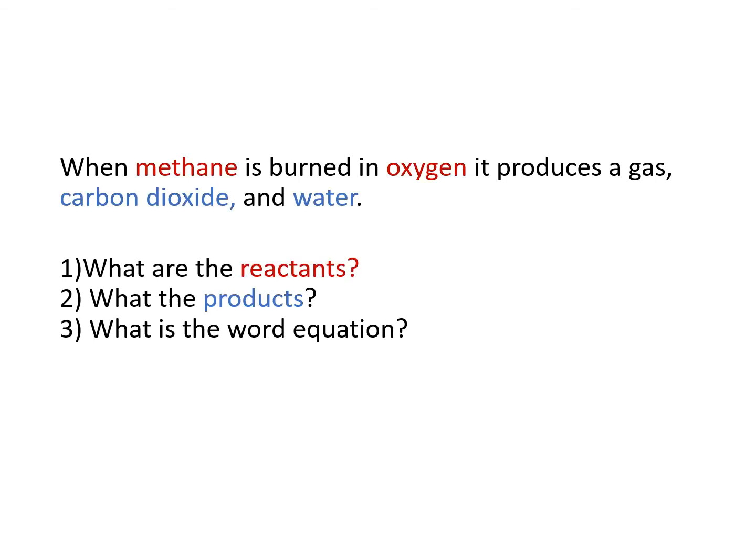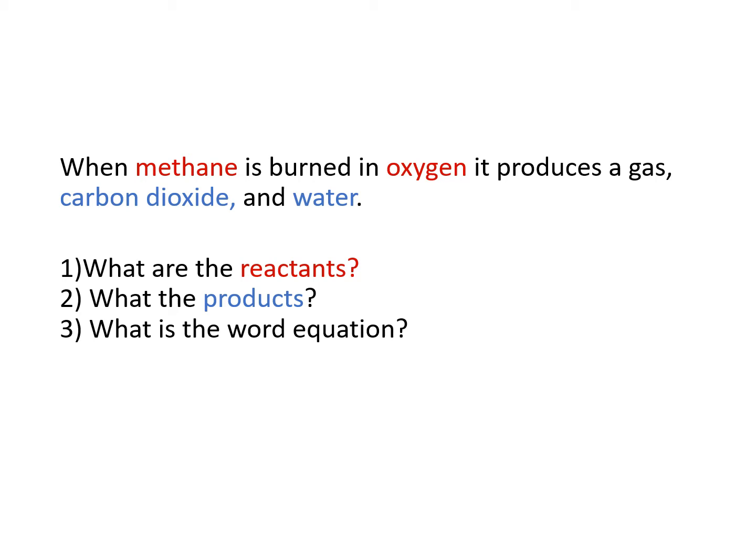So I've color-coded this now. So the reactants are in red. So we start off with methane and oxygen. So when methane is burned in oxygen, those are our two things that we're starting off with. Our products I've then put in blue. So the things that we're producing, well, it even tells us it produces a gas, which is called carbon dioxide, and it also produces water. So we can put all that together.